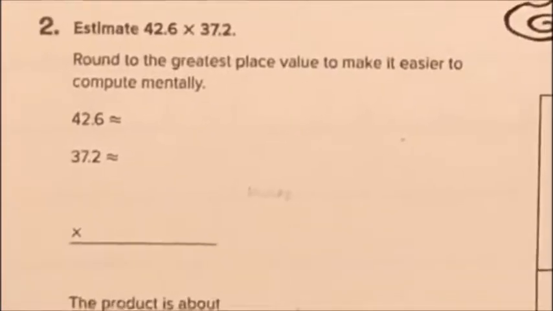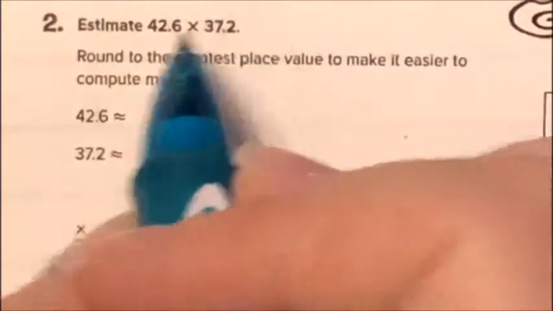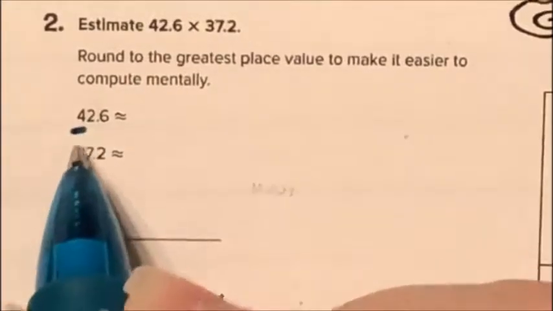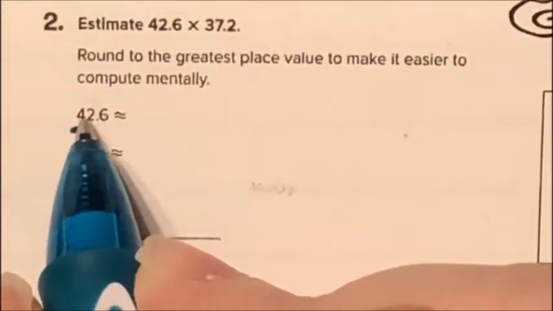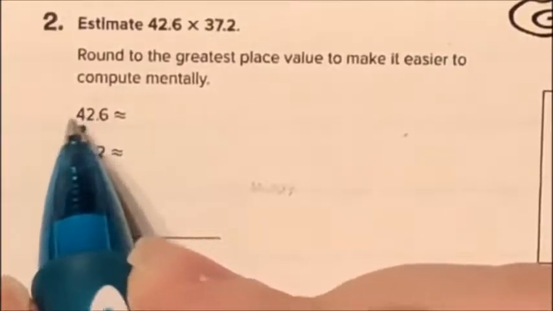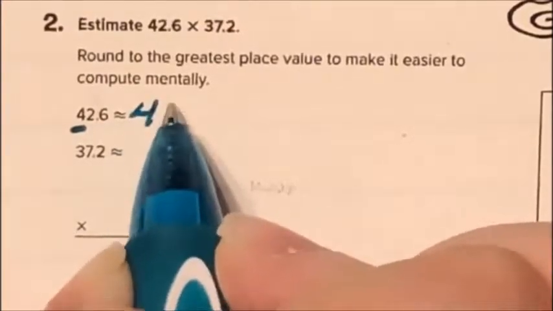Number 2, estimate 42.6 times 37.2. Round to the greatest place value to make it easier to compute mentally. So the greatest place value here is tens. So I'm going to look at 42.6. So the greatest place value is a 4. I look next and I have a 2, so this stays where it is. So 42.6 is approximately 40.